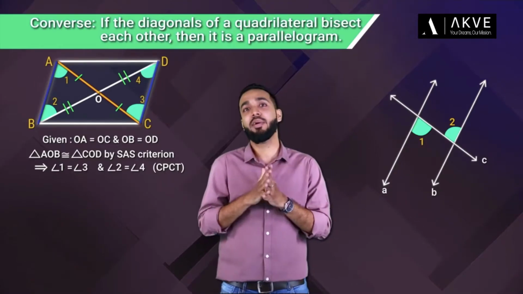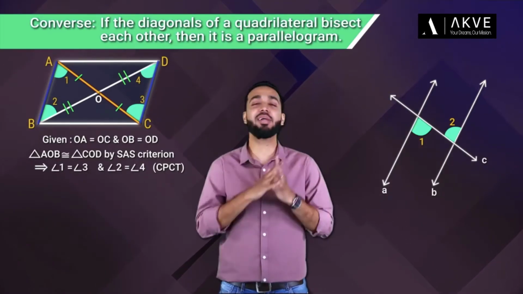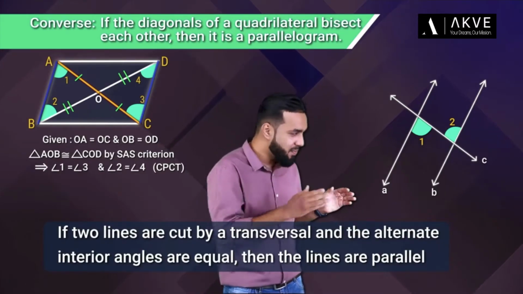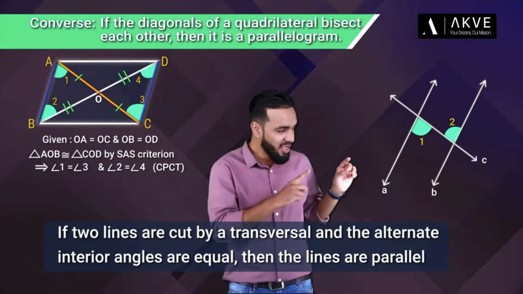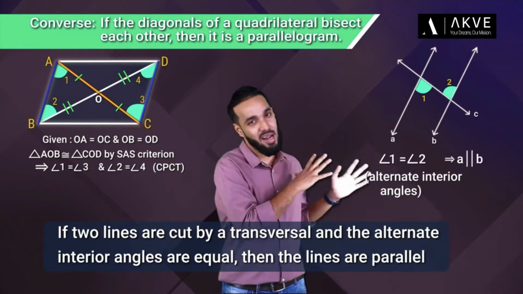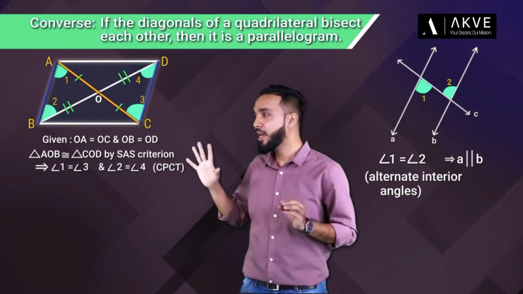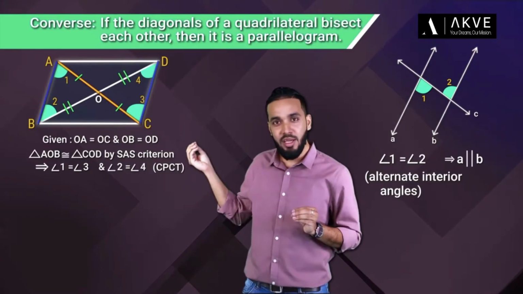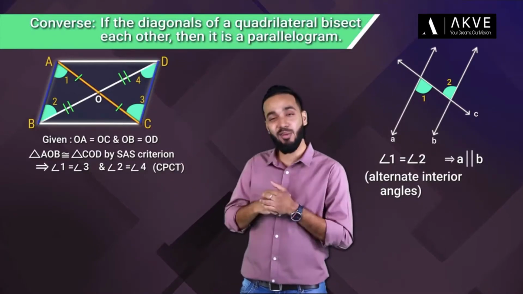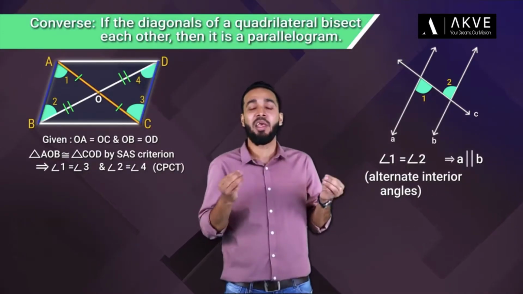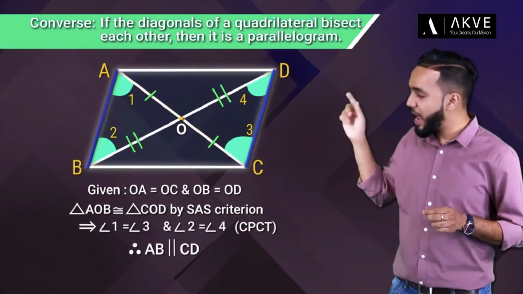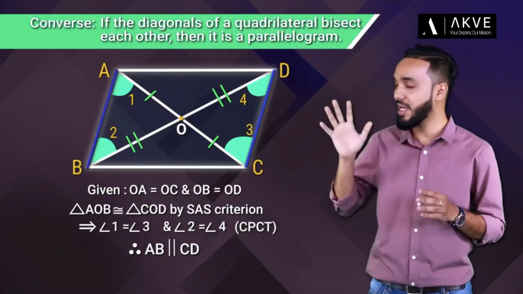Now, you remember we have studied a theorem in our previous classes which taught us that if two lines are cut by a transversal and the alternate interior angles are equal, then the lines are parallel. Now, if you think about it, here angles 1 and 3 form a pair of alternate interior angles. And we have already proved that they are equal. So, following this theorem, we can say that in this quadrilateral, sides AB and CD are parallel to each other.